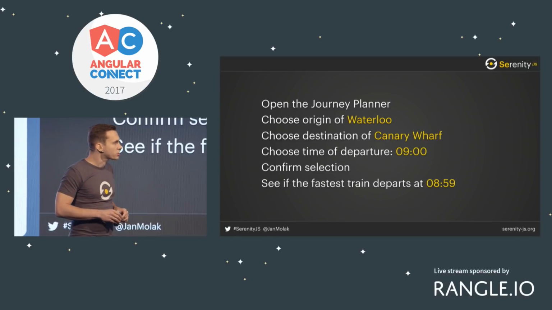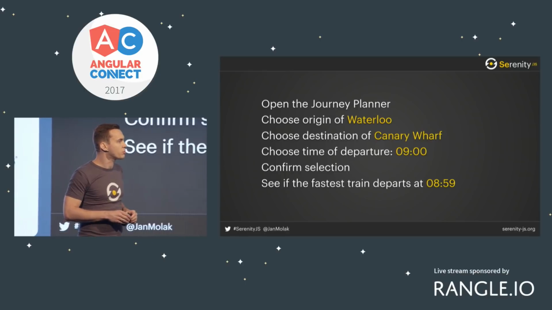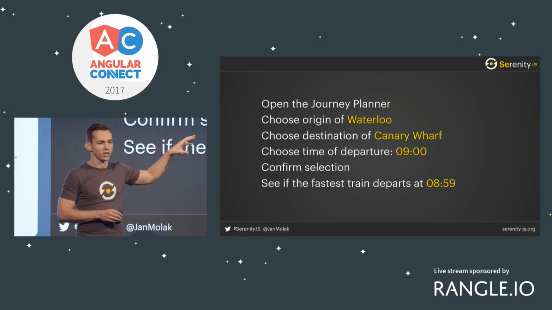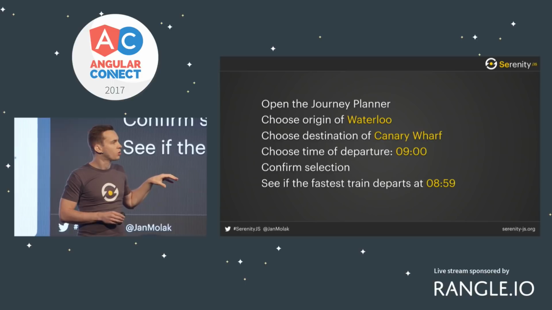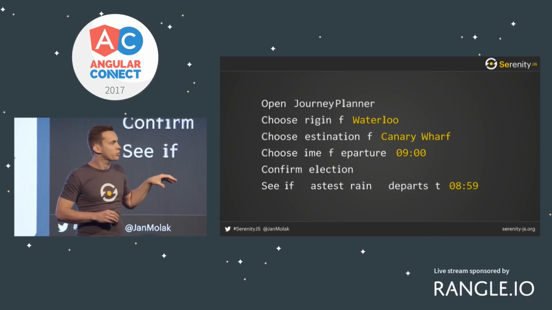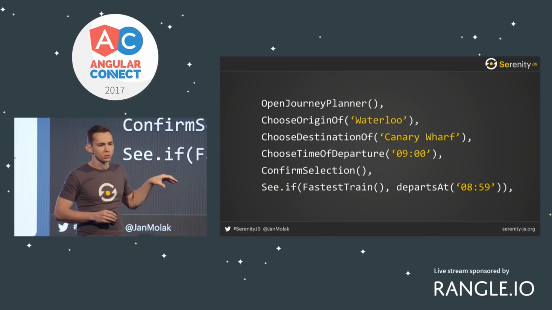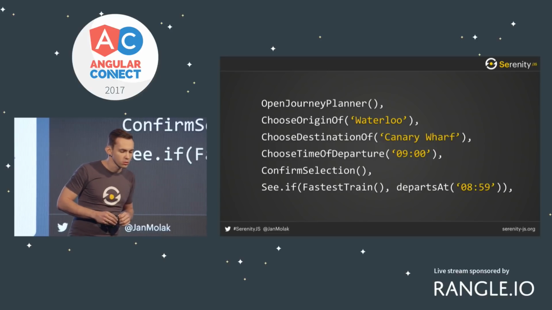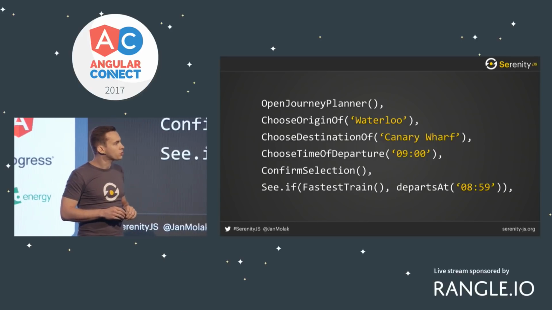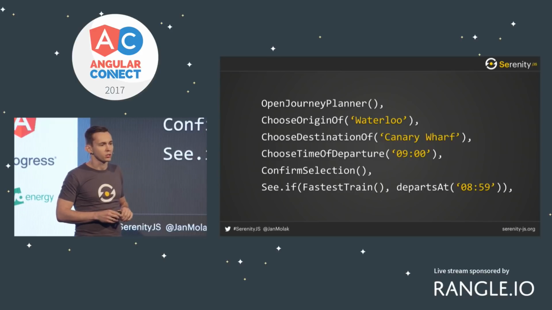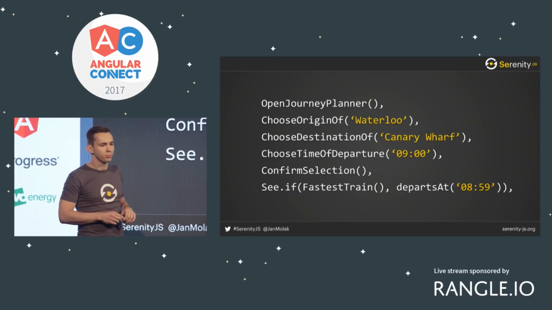So if it's natural for us to think about this scenario in terms of those 6 high-level tasks, why don't we represent them in the code as such? Why don't we introduce a concept of a task to our test domain and make this a basic building block for our test scenarios?